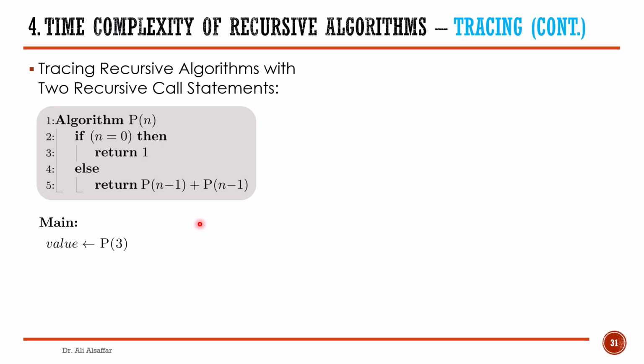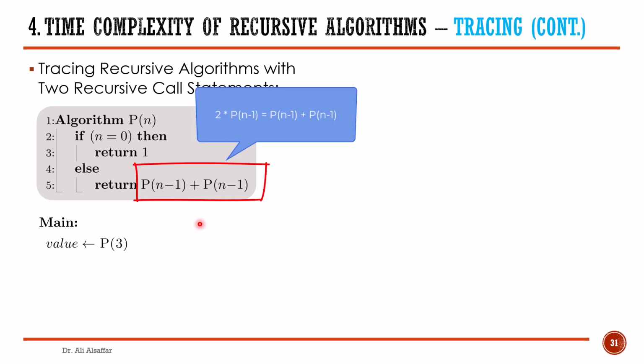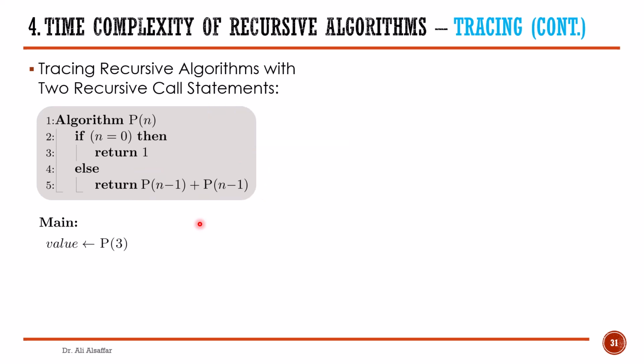This algorithm is exactly the same as the previous algorithm, except that instead of calling Pn-1 once and multiplying the result by 2, the algorithm is calling Pn-1 twice, as shown at line 5, where their return values are added and returned by the algorithm. This change will not affect the output of the algorithm. Still the algorithm is computing 2 to the power n, but it will affect its efficiency, which will deteriorate because there will be overlap of recursive calls and repetition of calculations. You will see that when we trace the algorithm.